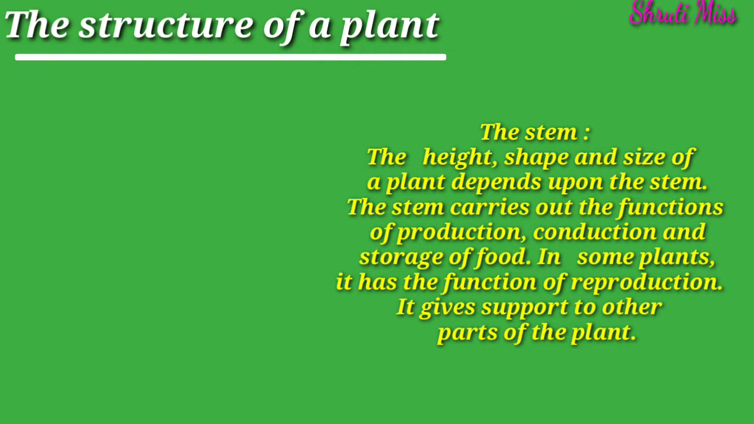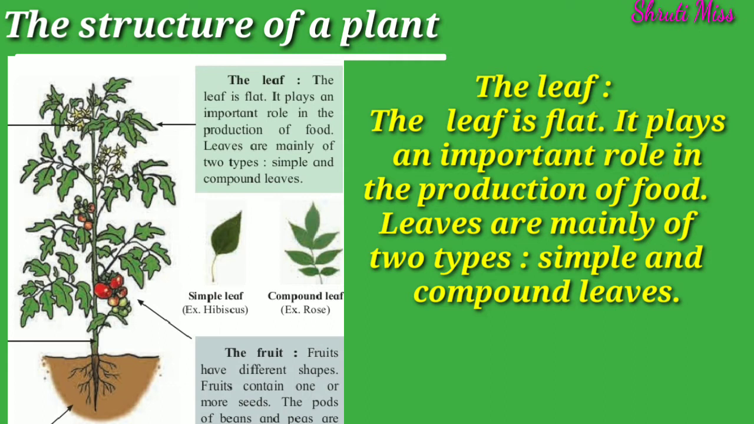Now we will talk about the leaf. The leaf is flat. It plays an important role in the production of food. Leaves are mainly of two types: simple and compound leaves. Here we can see examples: simple leaves, for example hibiscus, while compound leaves like roses. So this is the difference between simple and compound leaves. And what is the function of the leaf? To produce food for the plant.